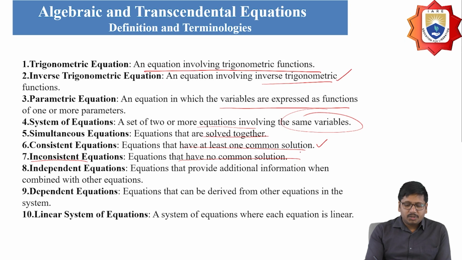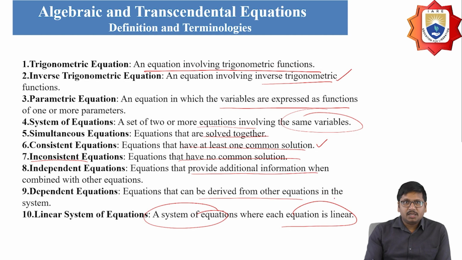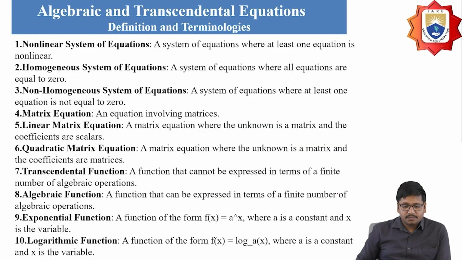An independent equation means an equation which provides additional information when combined with other equations. And a dependent equation means an equation that can be derived from other equations in the system. A linear system of equations means a system in which every equation is linear. And what is a nonlinear system of equations?